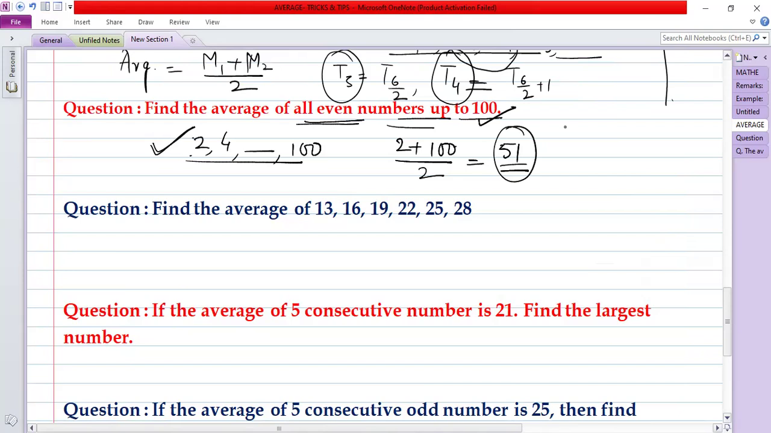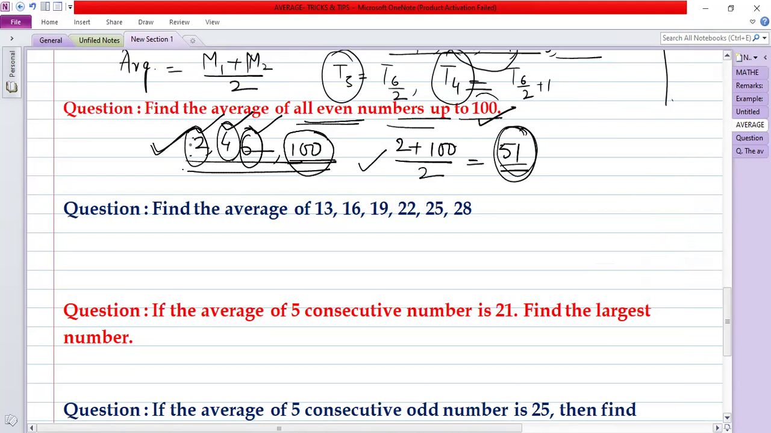Otherwise, we had just discussed in the starting that the average of all even numbers up to n means the first n even numbers. Okay, so if you calculate here, this is the first even number, second even number, then 6 will be the third even number. So this is the 50th even number. So these are actually the first 50 even numbers, and the average of the first 50 even numbers is 51. But the better formula is this one.